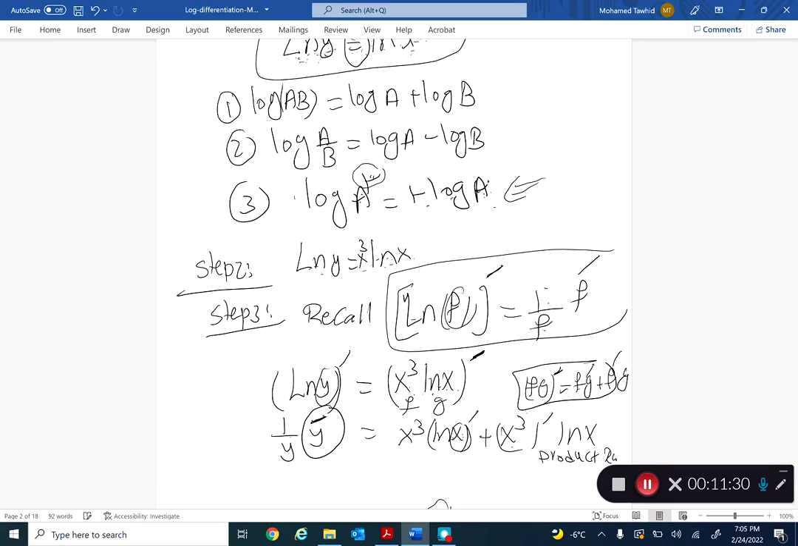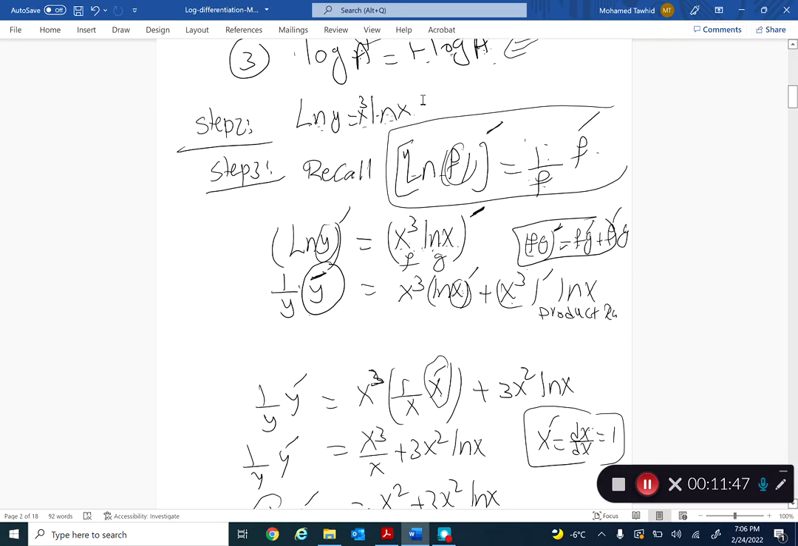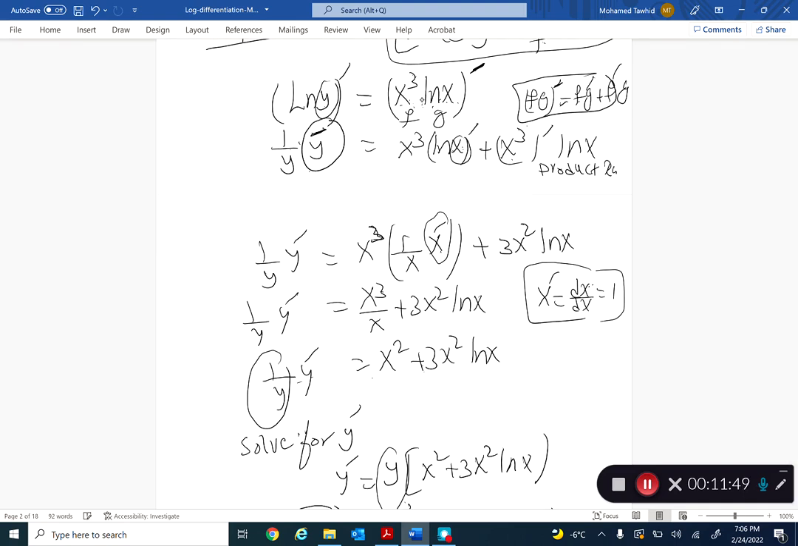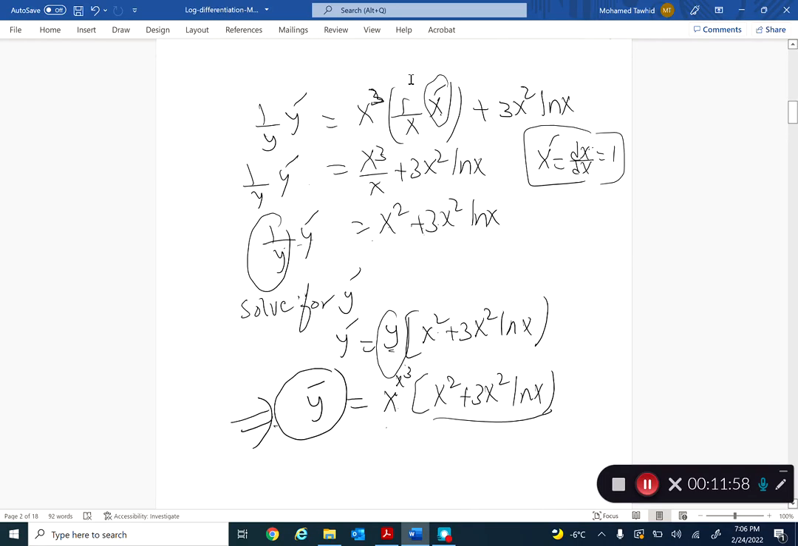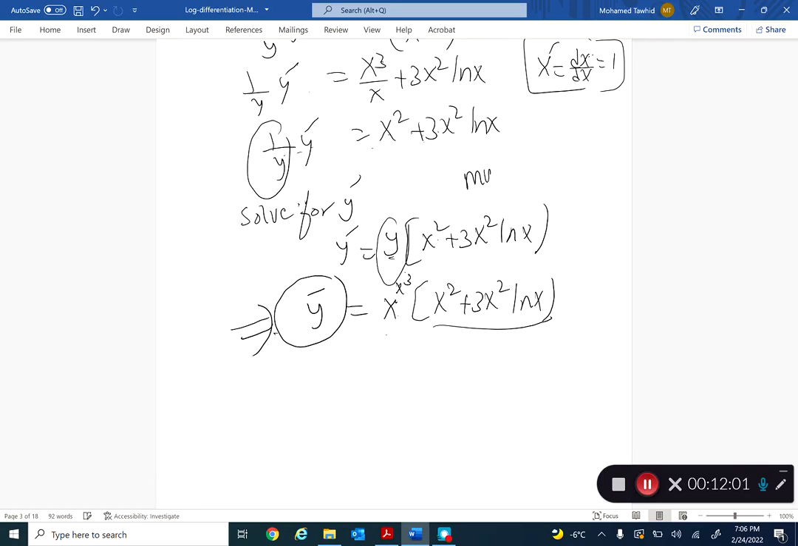Then I have to take the derivative of both sides. I use the rule of log, which is 1 over f times f prime. But here what you have is x cubed multiplied by ln x. When you hear multiply, you have to use the product rule, and that is what I did. And then you solve for y prime. The number in front of y prime is 1, so I have to multiply both sides by y. I multiply y on both sides. So solve it for y, you are done.